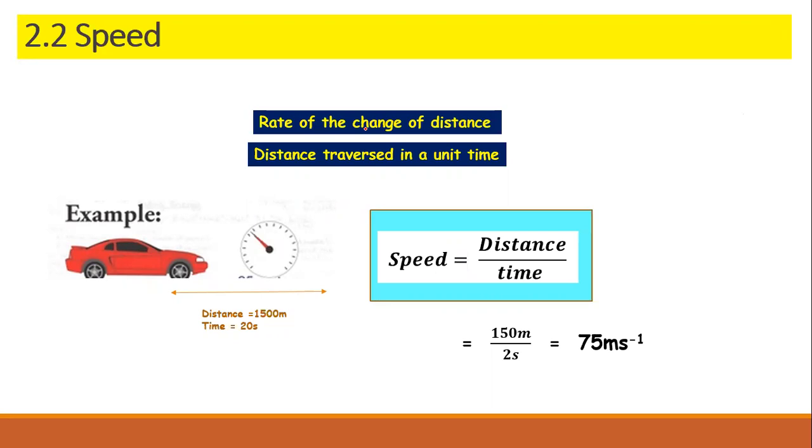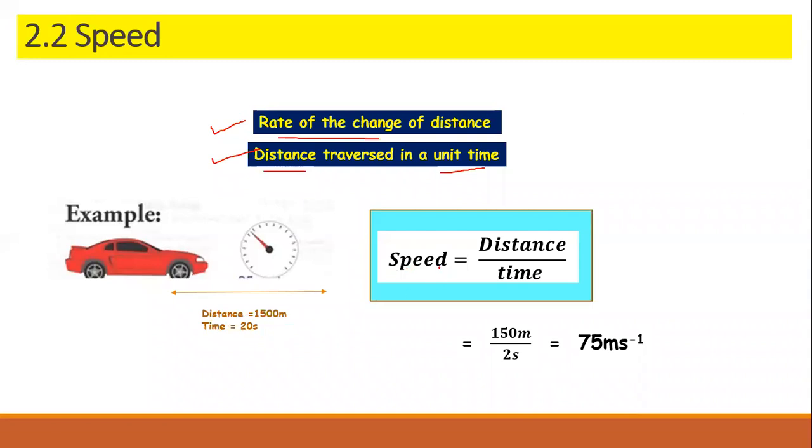We get to know that the rate of change of distance is the speed, and distance traversed in a unit time can also be considered as the speed. Here, distance and unit time, if not, the rate of change. Whatever the word you use, both are correct definitions for speed. And here, it is given that this car is moving a distance of 1,500 meters. It has taken 20 seconds only. And then we have to find the speed.